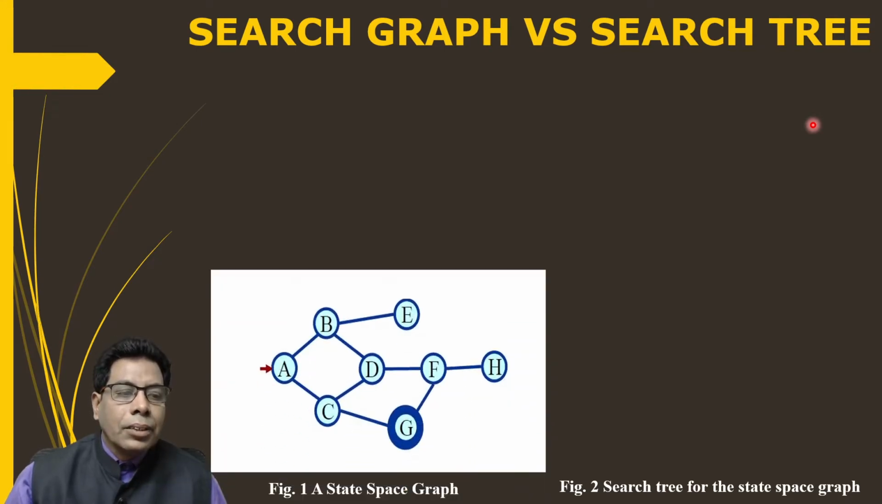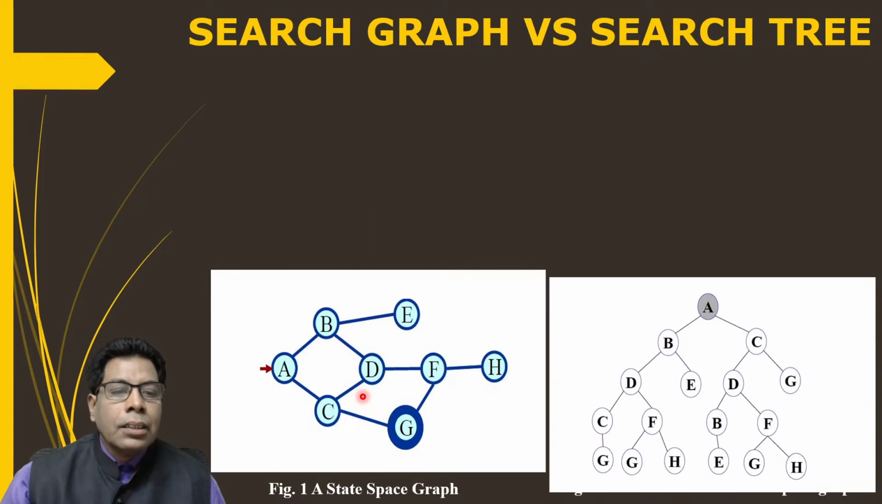Now here, as you can see, figure 1 shows a state space graph. The graph starts with A, and here the arcs are bidirectional. So A has an arc to B and C. Similarly, B has arcs to E and D.